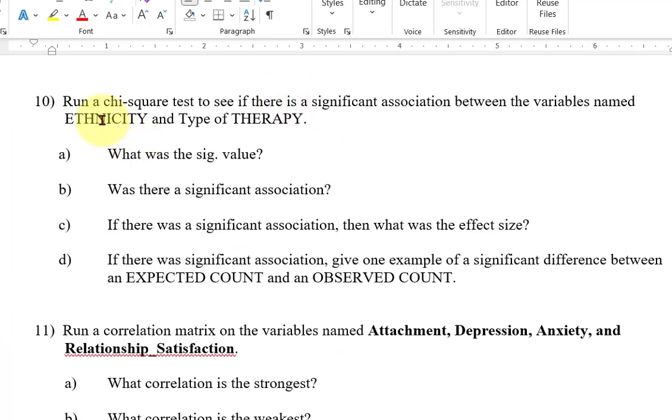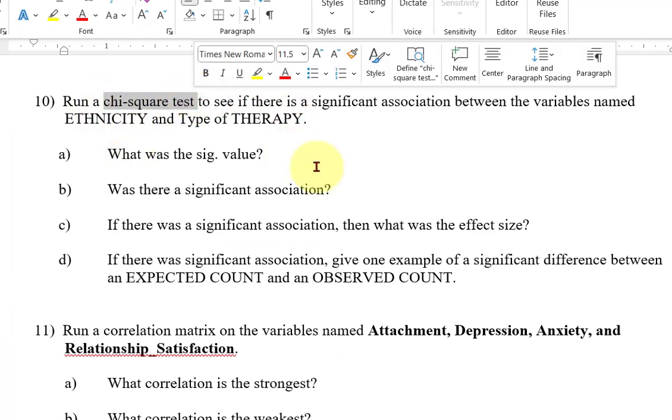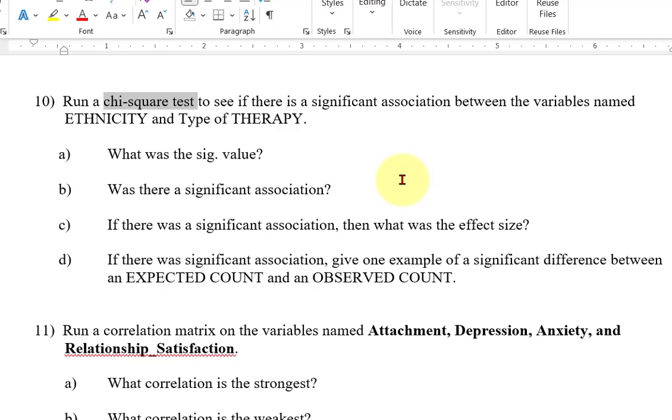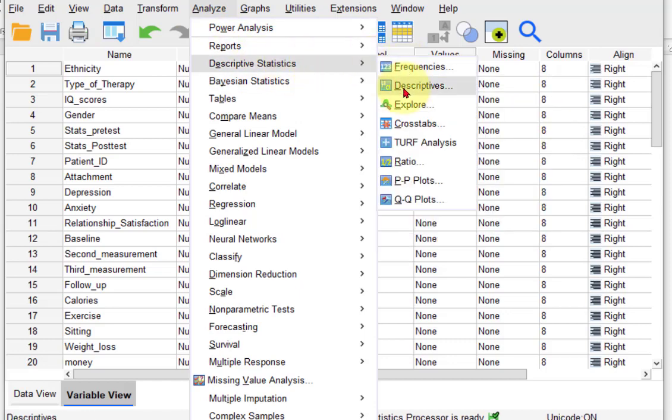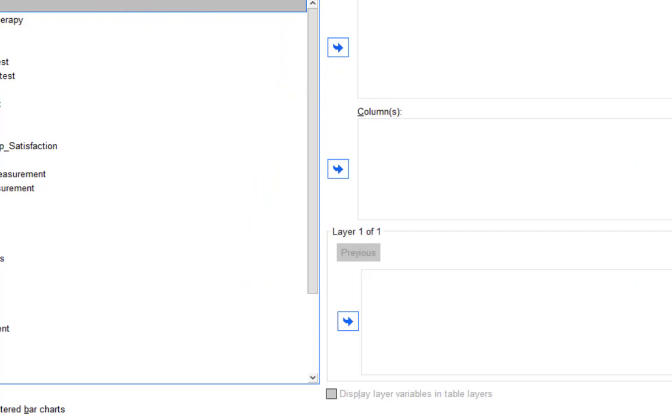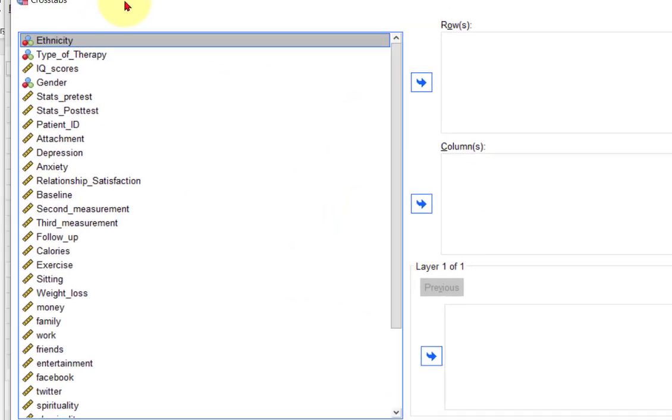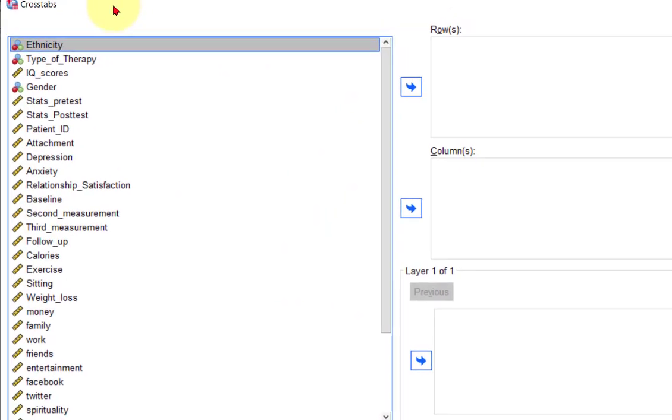Moving along, number 10, we're going to run a chi-squared test. It's actually a chi-squared test of independence, and we're looking for a significant association or relation between 2 categorical variables. Only 2 categorical variables or nominal variables. Ethnicity is a nominal variable, as is type of therapy. Analyze, descriptives. Now, the chi-squared tests in SPSS are called crosstabs because the British guys invented SPSS and they call them crosstabs, and we could live with that.